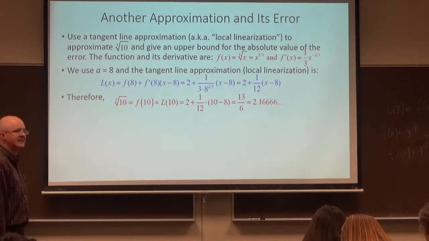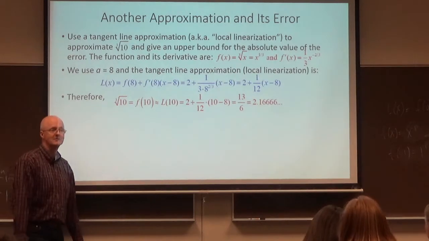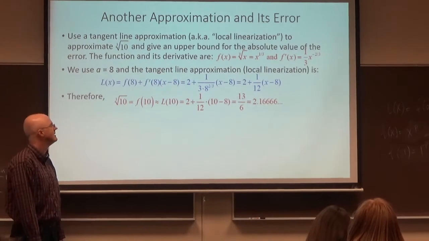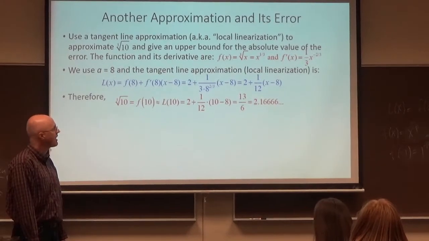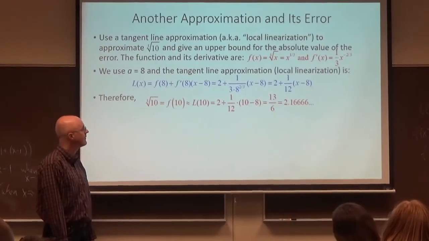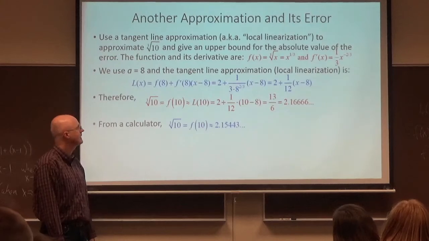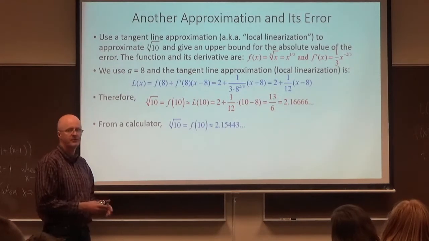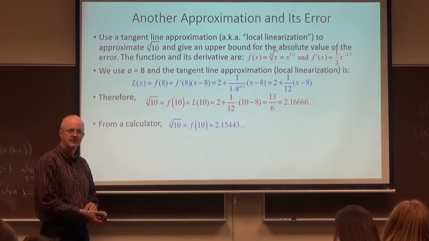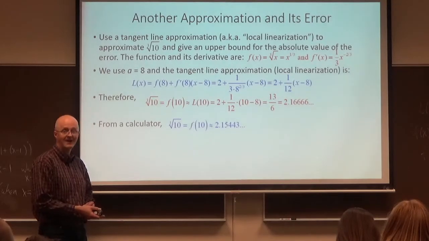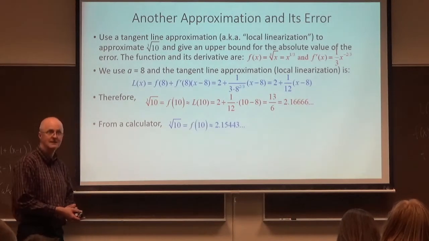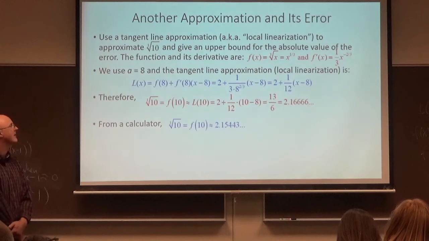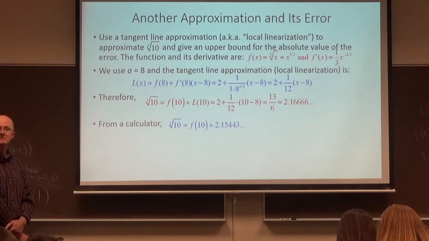Is it that exactly? No. This is an approximation. What is it more accurately? With a calculator, it comes out to be 2.15443, etc., etc. I'm not bothering to write more. It's an irrational number, just like square root of 2 is. So we're off a little bit.